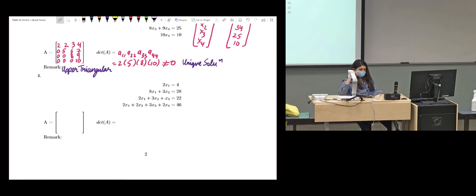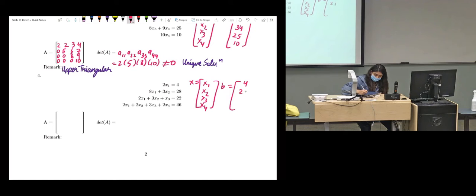Moving on, let's just do one last case, and then we're definitely not going to build any more for today. So x is x1, x2, x3, x4. B is 4, 28, 22, 46. Get the A matrix. I'm going to do it quickly: 2, 0, 0, 0, then 8, 3, 0, 0, then 2, 3, 1, 0, then 2, 2, 3, 2.